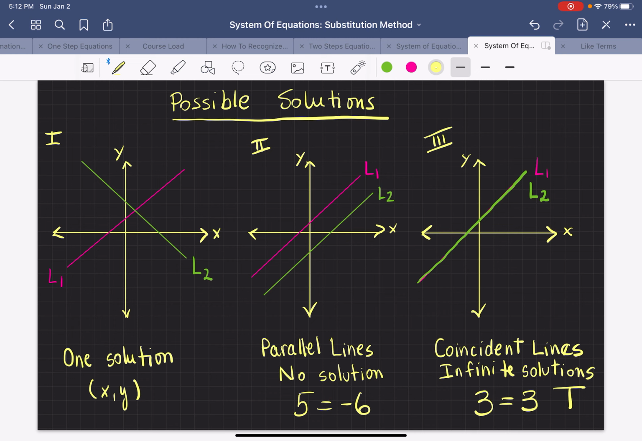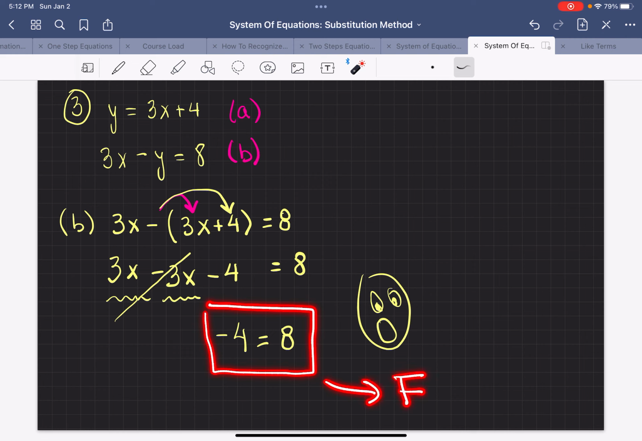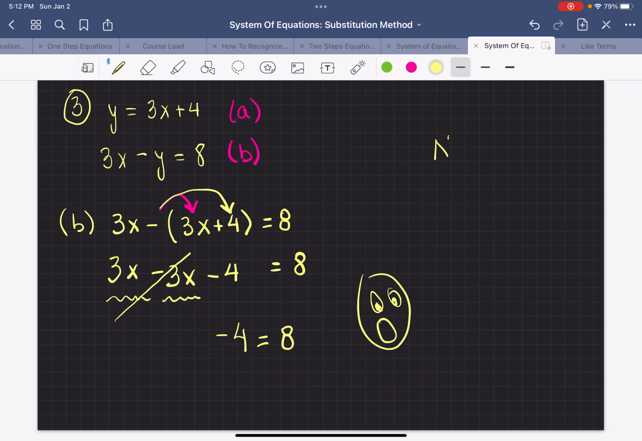So let's go back to our example. Doing the algebra, no matter what you did here, using elimination or the substitution method, your variables are gone, and you have negative 4 equals 8. You were not able to find x and y. And this, by the way, is false, right? So whenever you get to a false statement, you have no solution for your system of equations, and your lines are parallel lines.